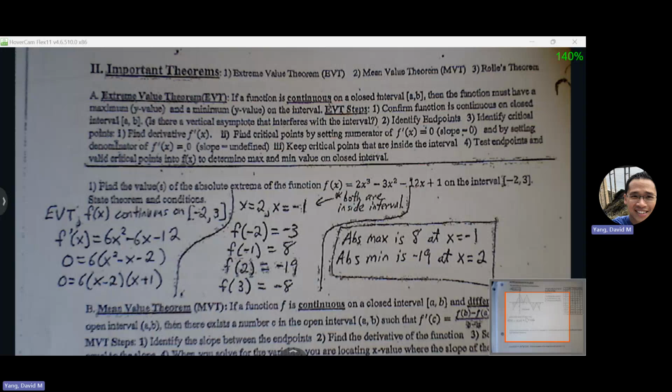As a reminder, with extreme value theorem we're trying to find the absolute max and absolute min. So find your critical points by setting your derivative equal to 0. Make sure every critical point that you find is inside the interval, because if it's a critical point outside the interval, that's not part of our problem. So you take your critical points, you take your endpoints, plug them back into the original function, and then compare the y values. The highest y value is your absolute max, the lowest is your absolute min.